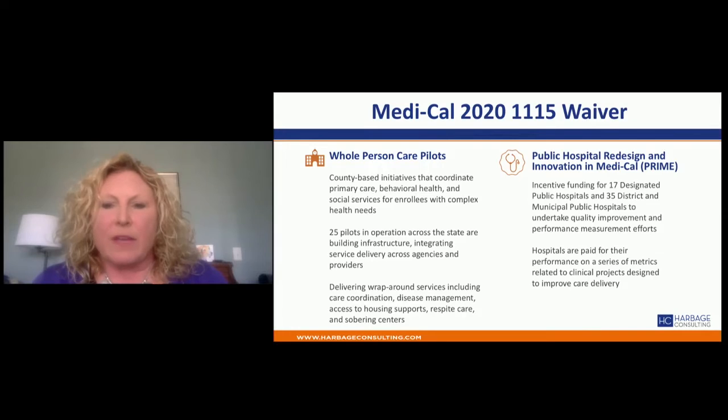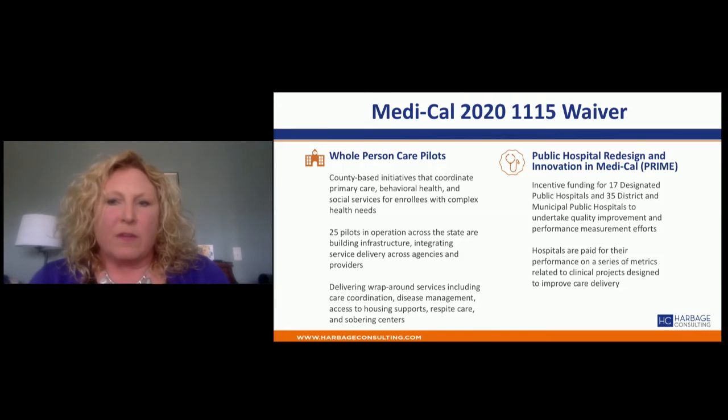Hospitals receive this funding based on their performance on a series of clinical project metrics. Each hospital selects a number of projects to work on and then is required to report on their performance on those metrics. It's been a very interesting experiment, something I've been quite involved in over the past few years. I think the folks at the hospitals have really experienced a change in their culture around the focus on quality improvement. So it's been a really interesting and, again, innovative effort that will hopefully continue beyond the waiver.